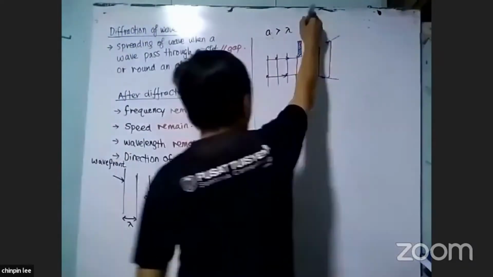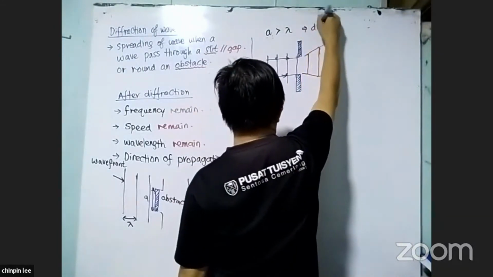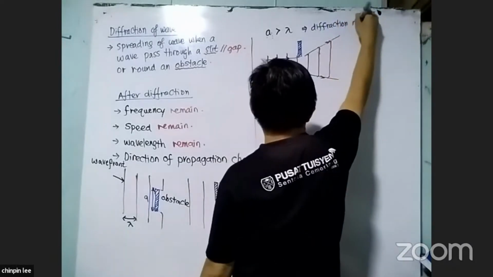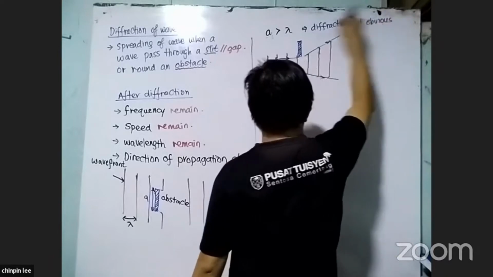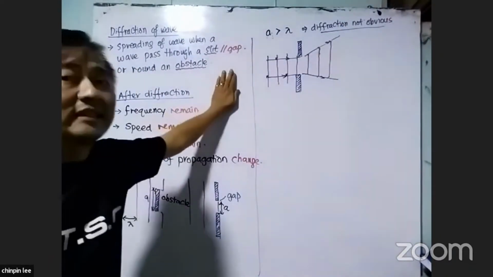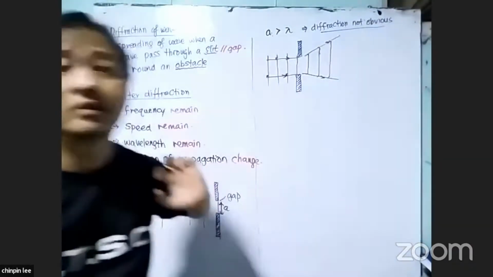So I said when A is bigger than lambda, right? Diffraction is not obvious. When A is bigger than lambda, diffraction is not obvious.